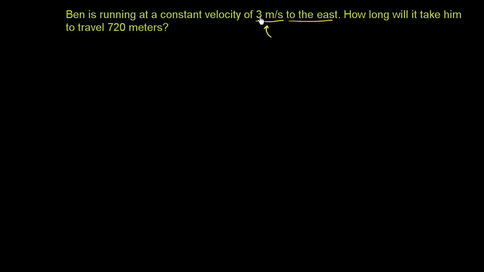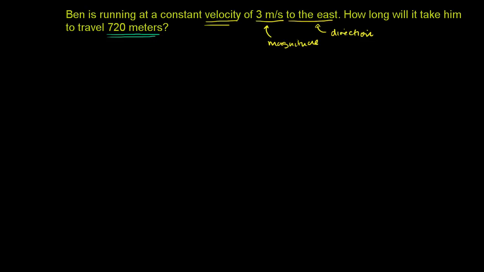If they just said 3 meters per second, then that would just be speed. So this is the magnitude. Magnitude is 3 meters per second, and it is to the east. So they are giving us the direction. So this is a vector quantity, and that's why it's velocity instead of speed. How long will it take him to travel 720 meters?